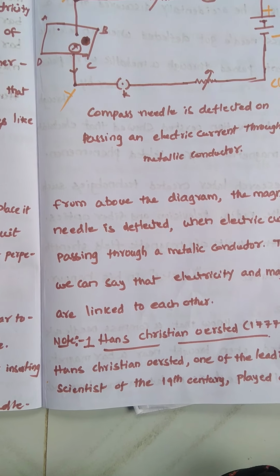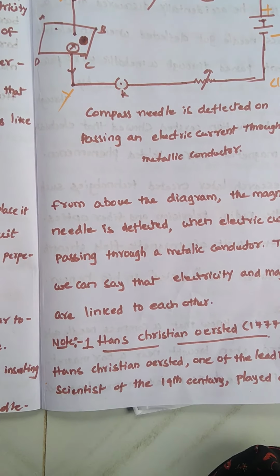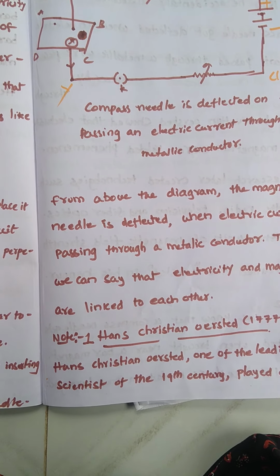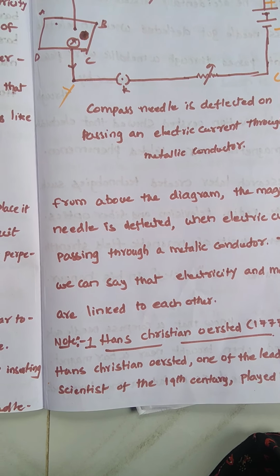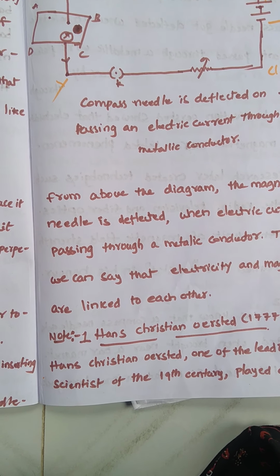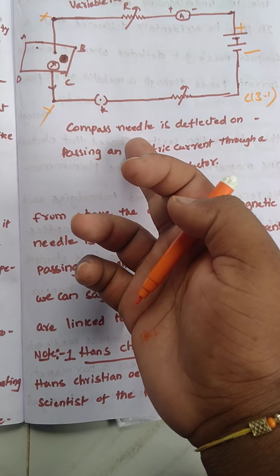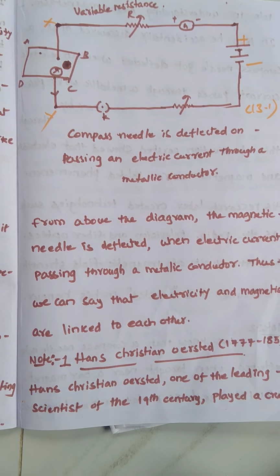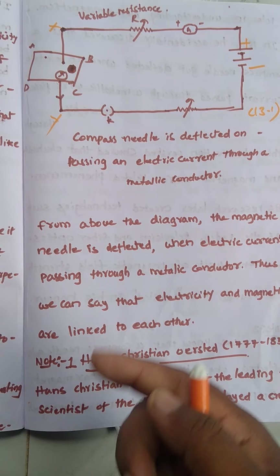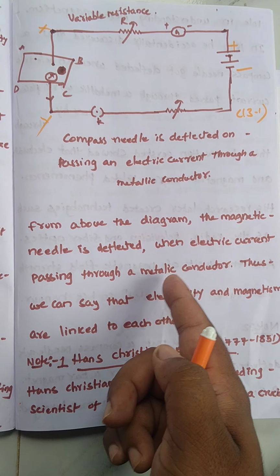Whenever a current carrying conductor is there, if a magnetic needle is there, it shows the deflection. So a current carrying conductor produces a magnetic effect. This is a very beautiful conclusion given by Oersted, right? The compass needle is deflected when an electric current passes through a metallic conductor. From the diagram, the magnetic needle is deflected when electric current passes through a metallic conductor.